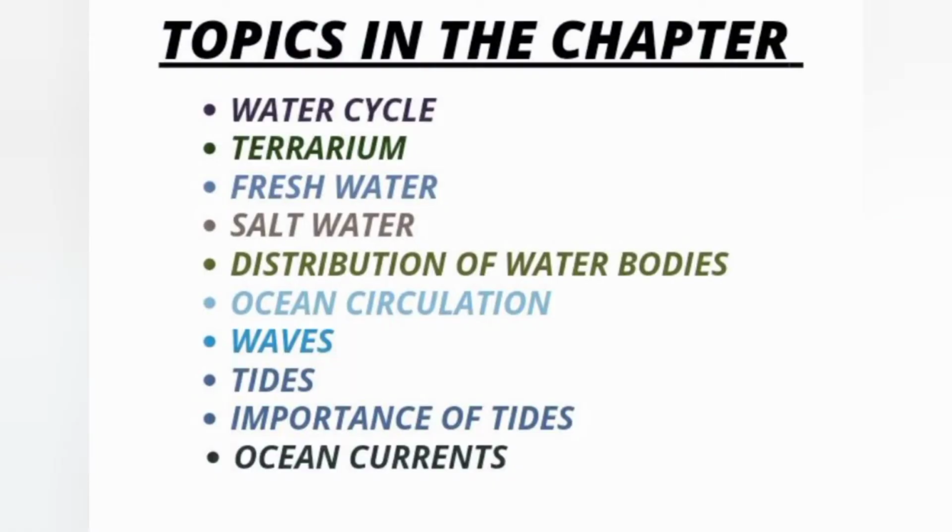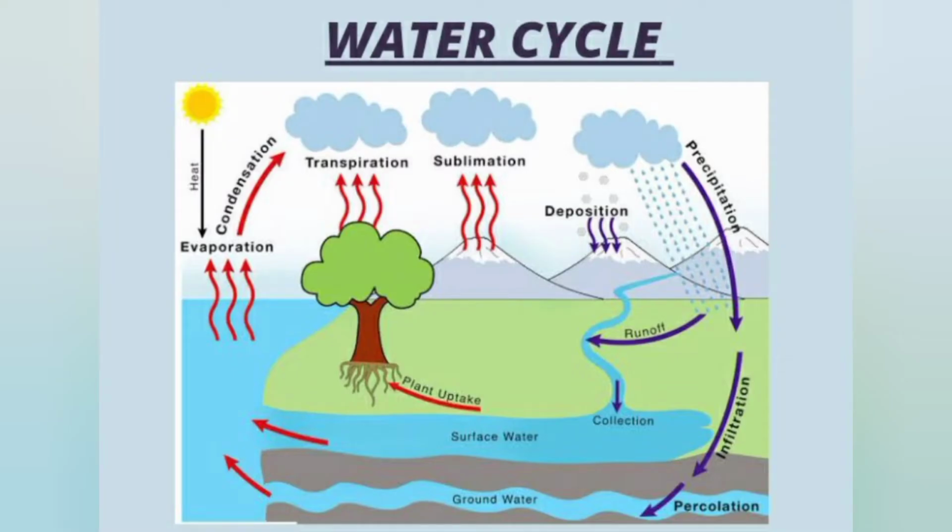Topics which we are going to discuss in the chapter are the following: water cycle, terrarium, fresh water, salt water, distribution of water bodies, ocean circulation, waves, tides, importance of tides, and ocean currents. So, let's begin with the water cycle.